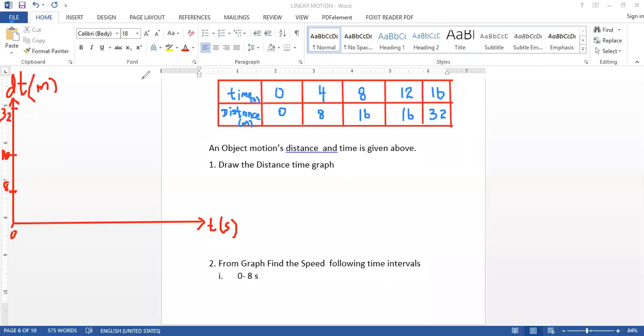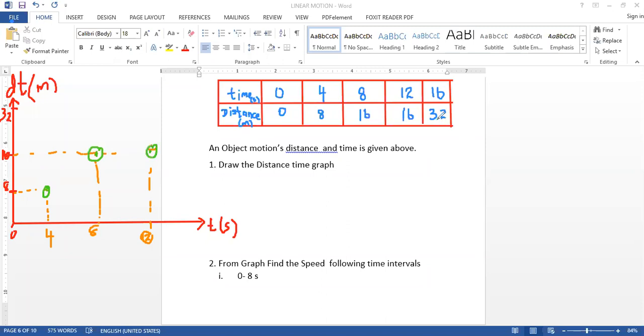And when distance is 8, then this would be 4 seconds. When distance is 16, the time would be 8 seconds. And when time is 12, distance is also 12. So I can show here the points. This is one point. This is another point. And this is another point.